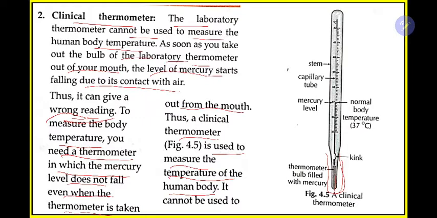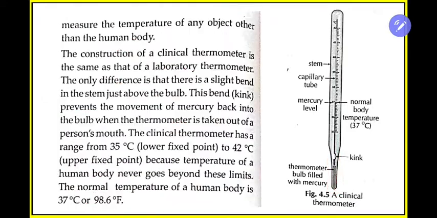It cannot be used to measure the temperature of any object other than the human body, but the clinical thermometer is used only for measuring the temperature of the human body. You cannot use it for other purposes. The thermometer which doctors or pharmacists have is used only for human beings, not for any other things. The construction of a clinical thermometer is the same as that of a laboratory thermometer.